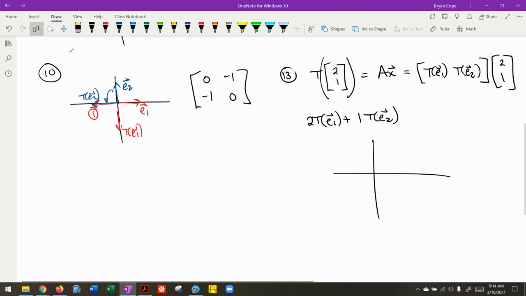So here is T of e2, and here is T of e1. If we have 2 copies of T of e1, that would take us out to about there. And if we have 1 copy of T of e2, let's try and draw this accurately. We've got 1 copy, something about there. That looks about right.